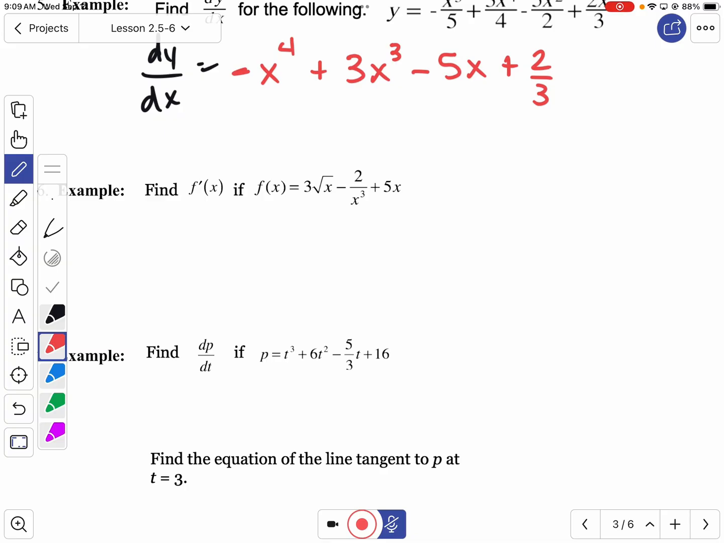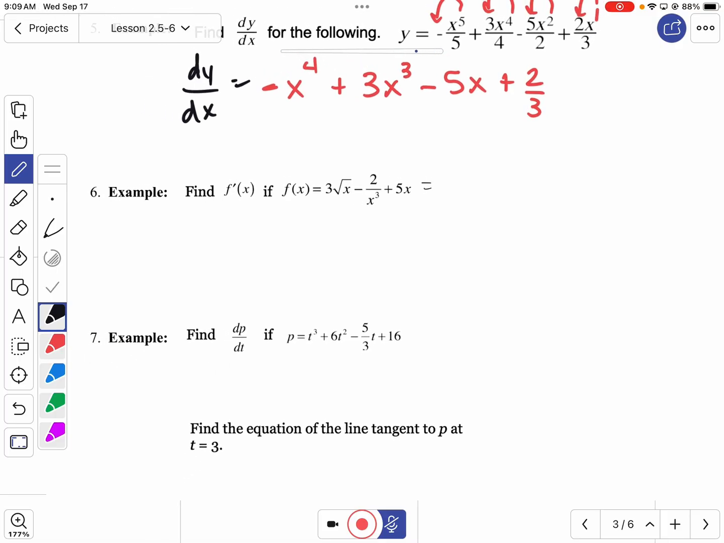Okay. Before I start that first one, I will always rewrite because there's radicals there. There's something in the denominator. So I would rewrite that as 3x to the 1/2 minus 2x to the negative 3 plus 5x before I started. Okay? Just so I know when I take my derivative, I've got everything written as a power function.